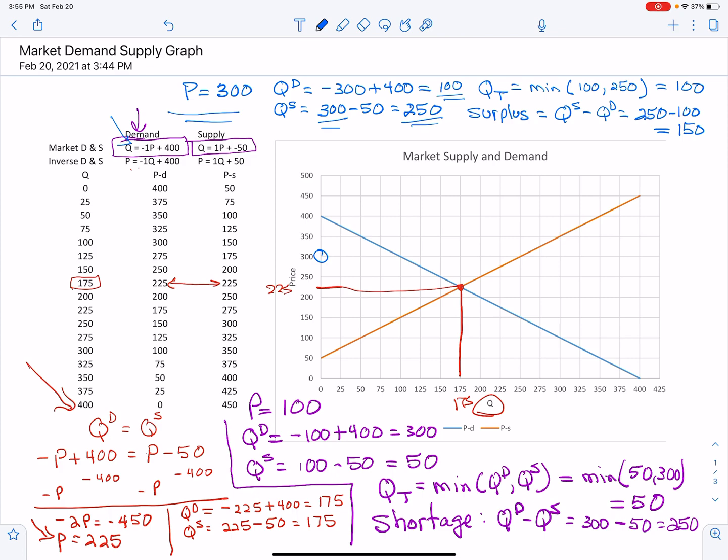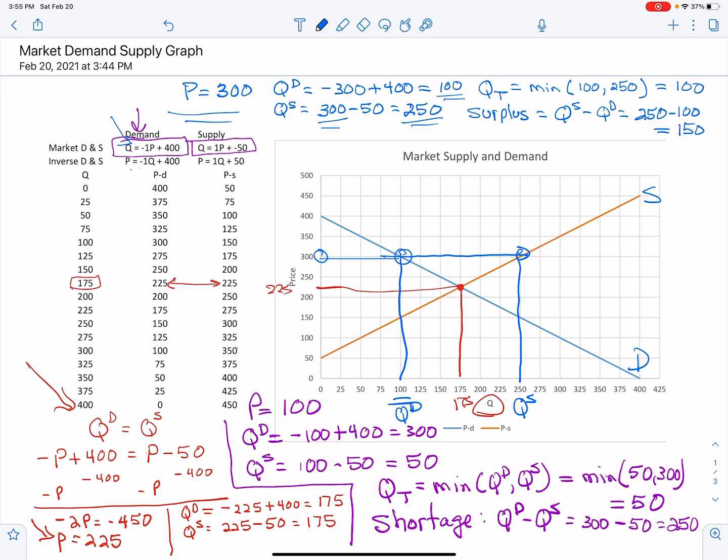So if we want to find this quantity supplied, now we're going to go in the graph, and we're going to go over here at 300. We're going to go over here and say, well, that's where it hits the demand curve. And so this is the quantity demanded, 100. And then we'll continue going over, and this is where it hits the supply curve. So this is the quantity demanded at 300, and this is the quantity supplied at 300.